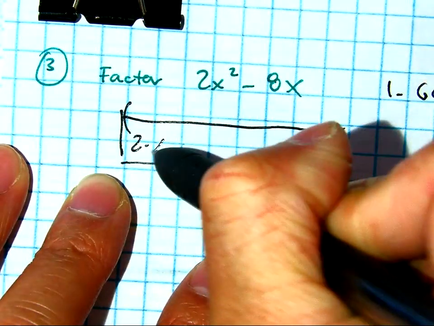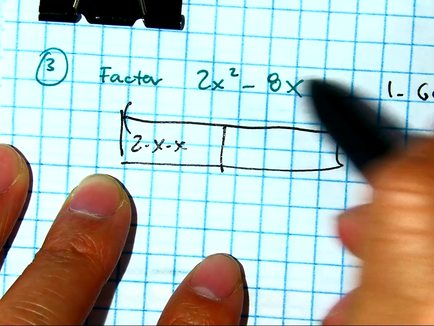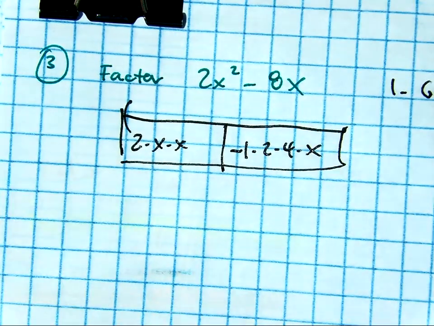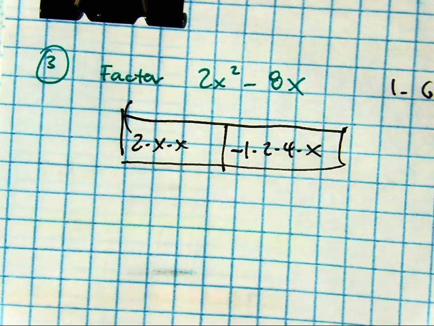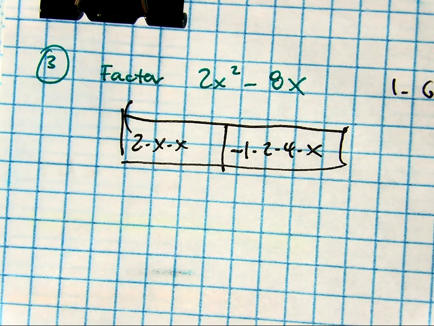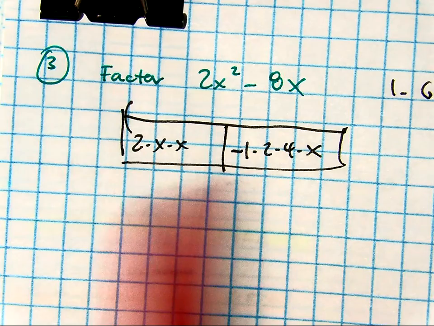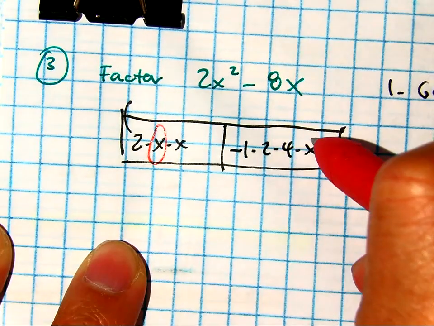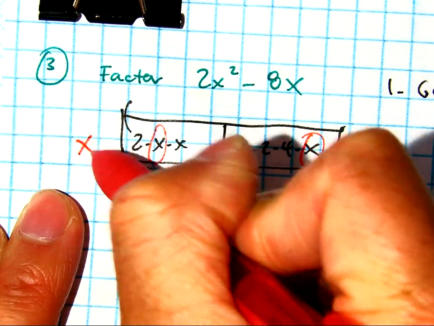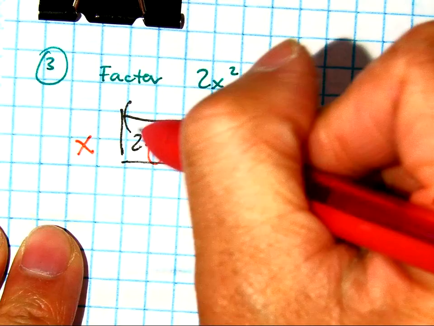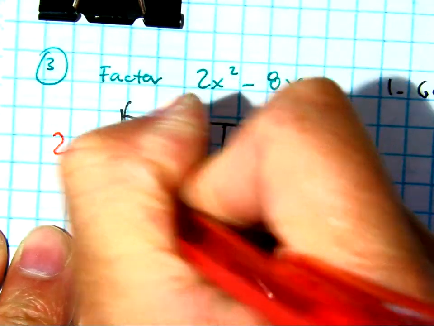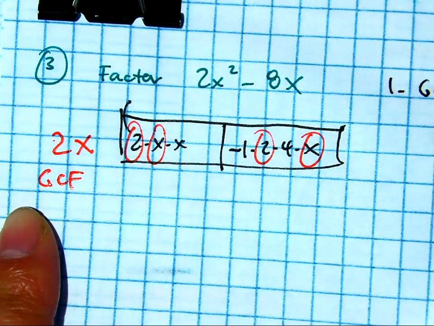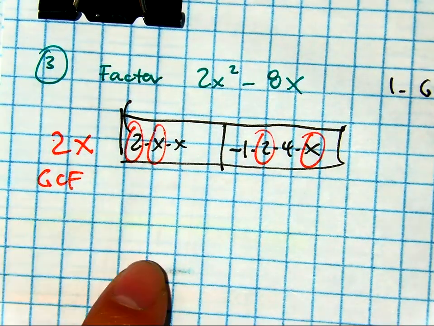2x squared is written as 2 times x, and then negative 8x you can write as negative 1 times 2 times 4 times x. Now, I don't recommend drawing this box every single time. Hopefully you're visualizing it. But class, what's the same in both of those boxes? Okay, pay attention. There is 1x and 1, 2. So 2x is my greatest common factor, and then whatever is left, what did I not circle?